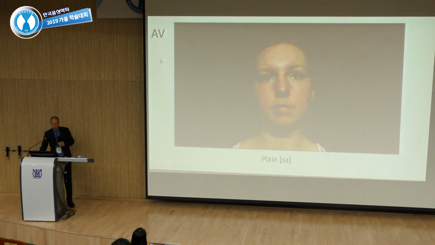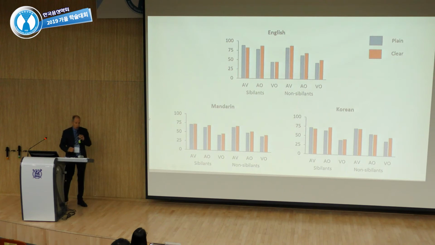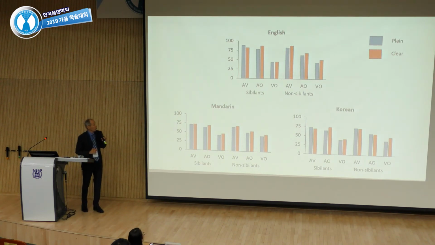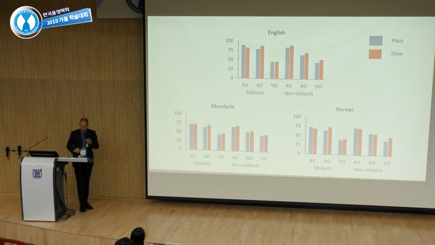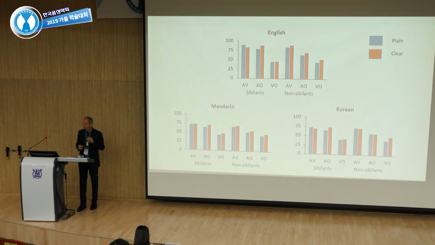Okay, so what did we find? Well, here are the results. Of course, a lot of information on one slide, so I'll try to talk you through that and highlight some of the findings. We have 3 panels for 3 different groups of listeners: English, Mandarin, and Korean listeners. We have the data split in terms of sibilants and non-sibilants, and the 3 modalities: audio only, video only, audio-video, and then plain versus clear productions.